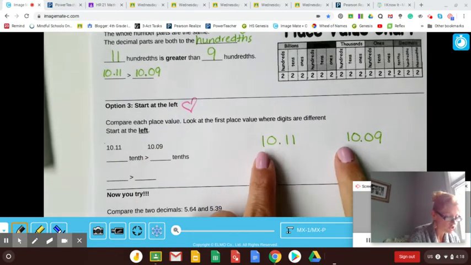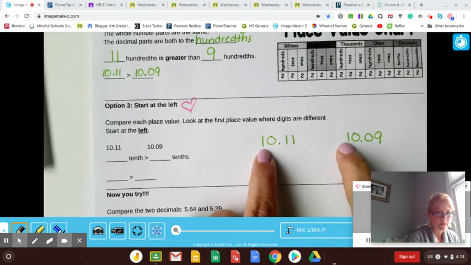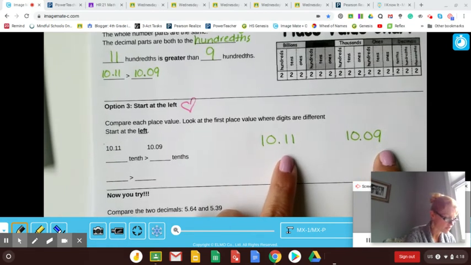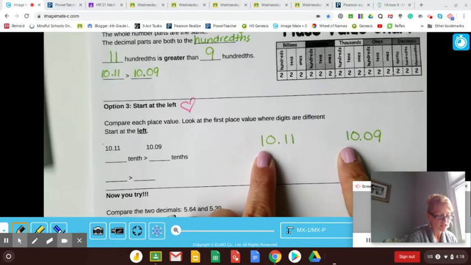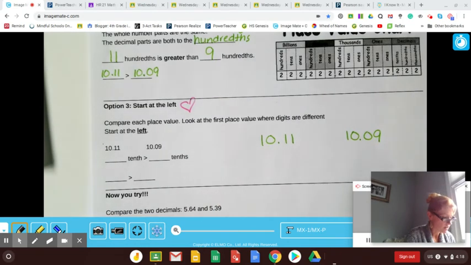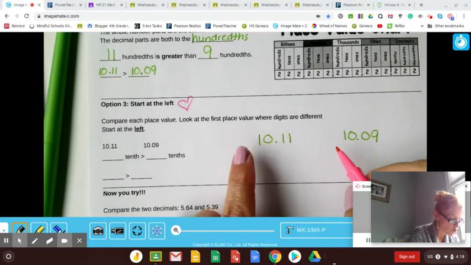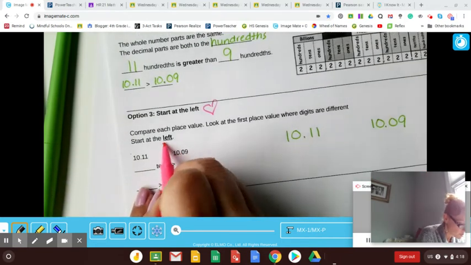What I like to do is use my fingers to scoop to the right, to see where my first digit is that is different. We want to notice a change where the values are different. So the goal here is to find where they're different. And the rule is to always start all the way to the left.